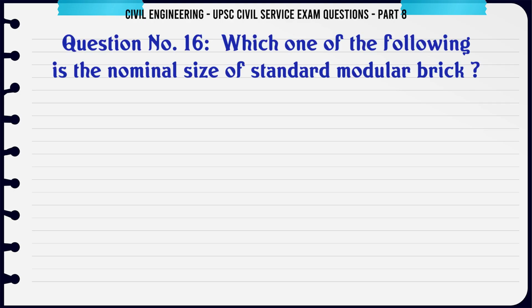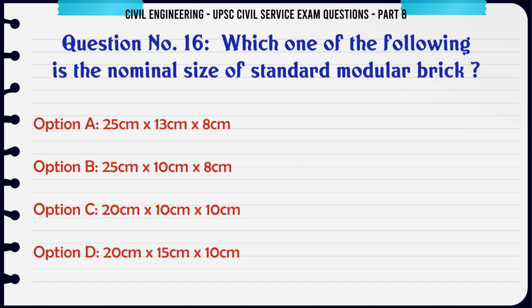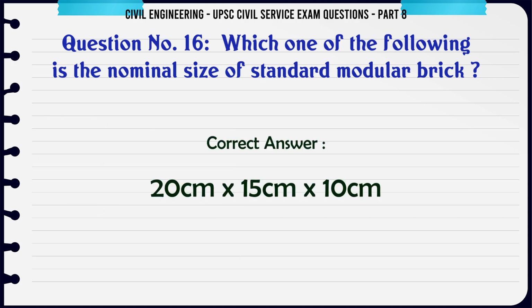Which one of the following is the nominal size of standard modular brick? A: 25 cm x 13 cm x 8 cm, B: 25 cm x 10 cm x 8 cm, C: 20 cm x 10 cm x 10 cm, D: 20 cm x 15 cm x 10 cm. The correct answer is 20 cm x 15 cm x 10 cm.